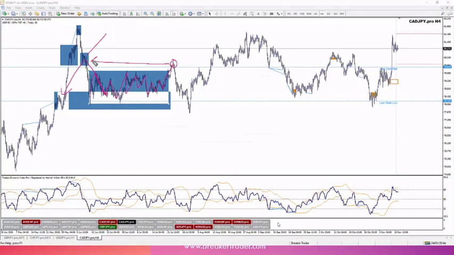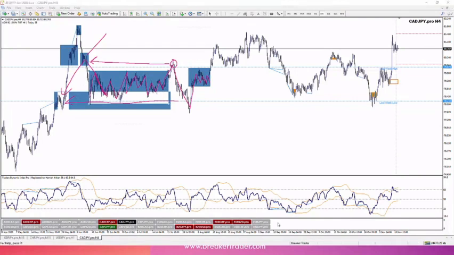Retests this previous area of balance before moving back down into this previous area of balance. And then it rejects that and moves where? Back up into another little consolidation zone in the area it's just been trading at.